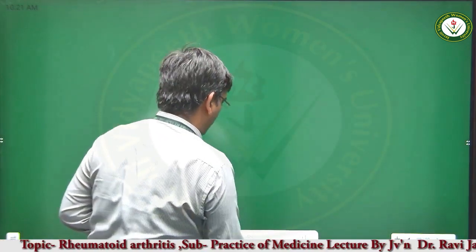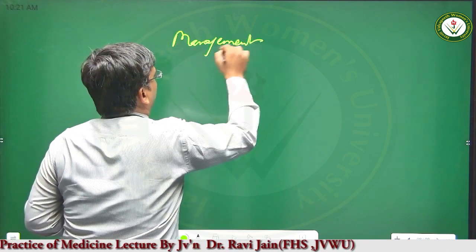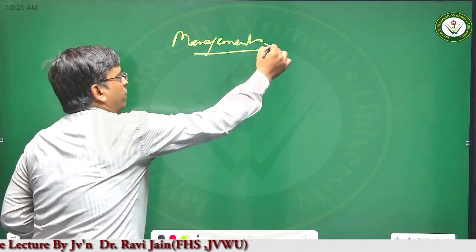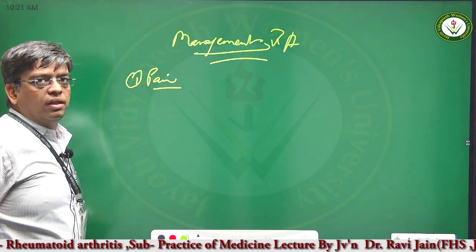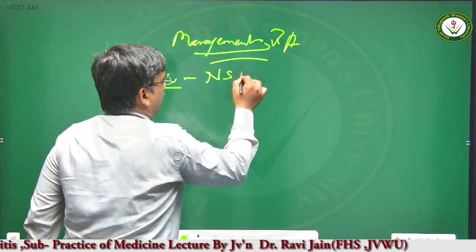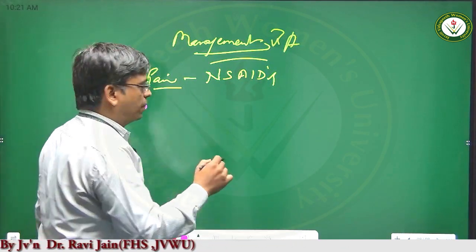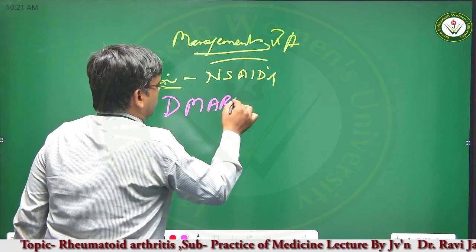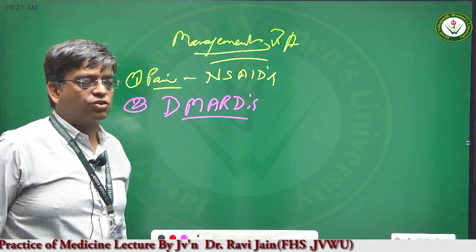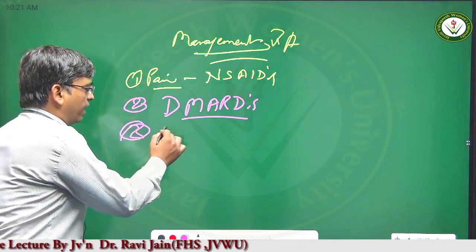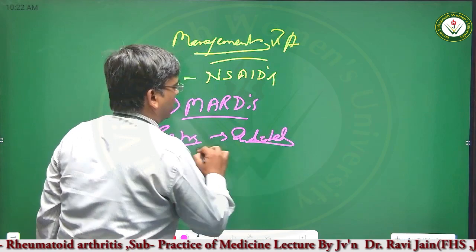Now we come to the management part. The management of rheumatoid arthritis. How to manage a case of rheumatoid arthritis? Because we know pain and stiffness are the most important features, analgesics have to be given. Non-steroidal anti-inflammatory drugs should be given. Other drugs include the DMARDs, that is, disease modifying anti-rheumatic drugs, which should be given. Other than that, for extra articular manifestations, we have to give the indicated treatment related to the disease condition.